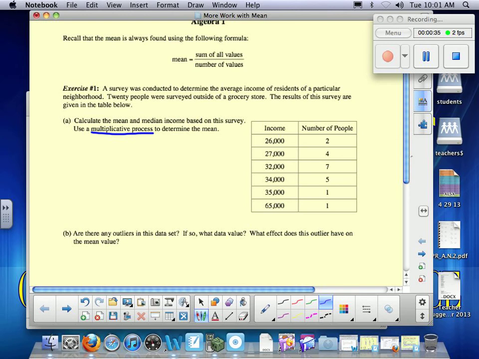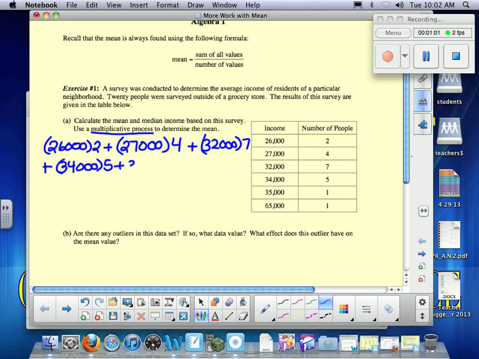Okay? So what it's asking us to do is take this income, and we have 2 people that make that income, and add that to the 27,000 income, where we had 4 people earn that income. This is what they would like us to put into our calculator, or into our brain. And quite honestly, I don't think it's the best use of our time. But, we'll play the game.